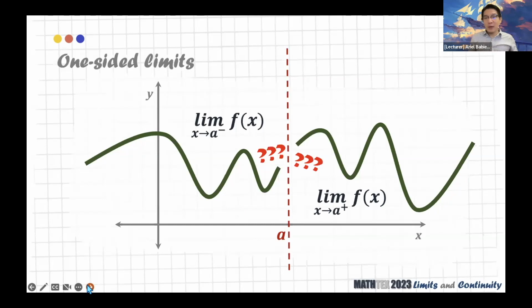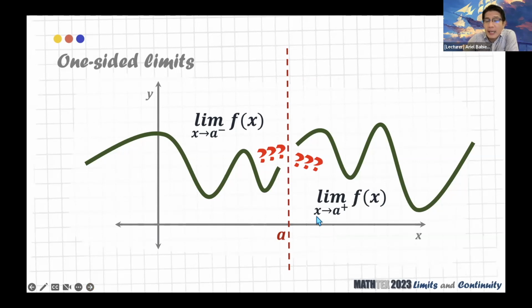Okay, so I'll start now with one-sided limits. Of course, kanina, when I mentioned to you that when you say that x approaches a, you can approach that value a, in this case, this a, from the right or from the left. So when I say you approach a from the right, we mean to say for all x values that are greater than a.